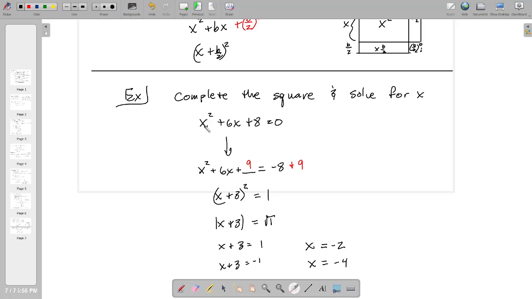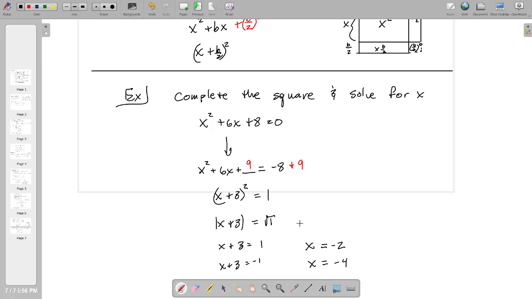Plug in negative 2. Negative 2 squared is 4, plus 6 times negative 2. This would become negative 12. So we'd have 4 minus 12 plus 8, and that is equal to 0. Similarly, if we plug in negative 4, we would have 16 minus 24 plus 8, which also gives us 0. So both of these are solutions to the equation.